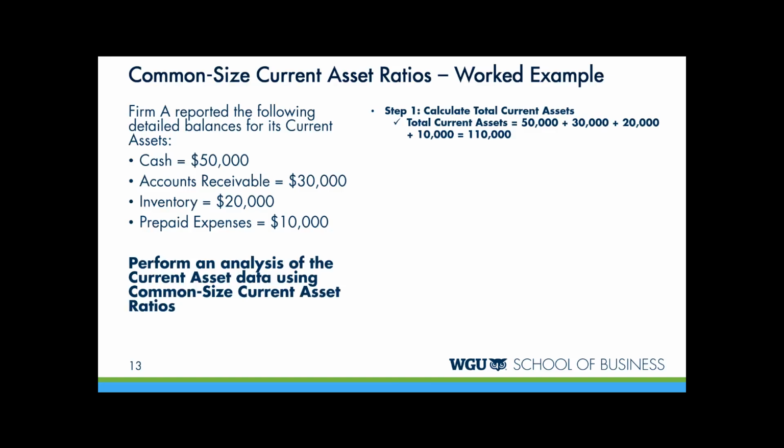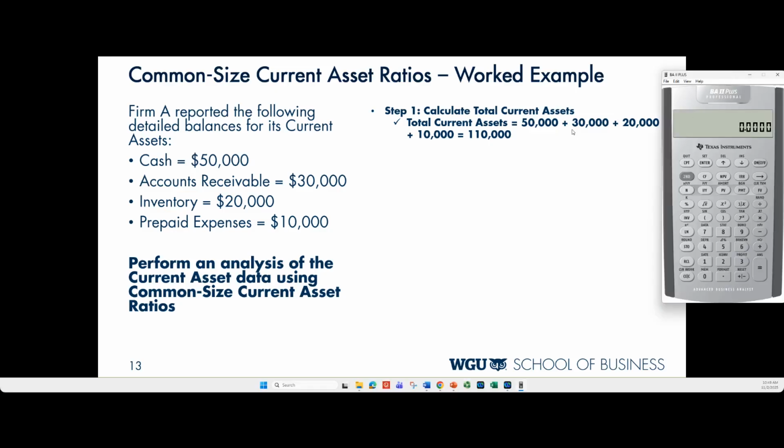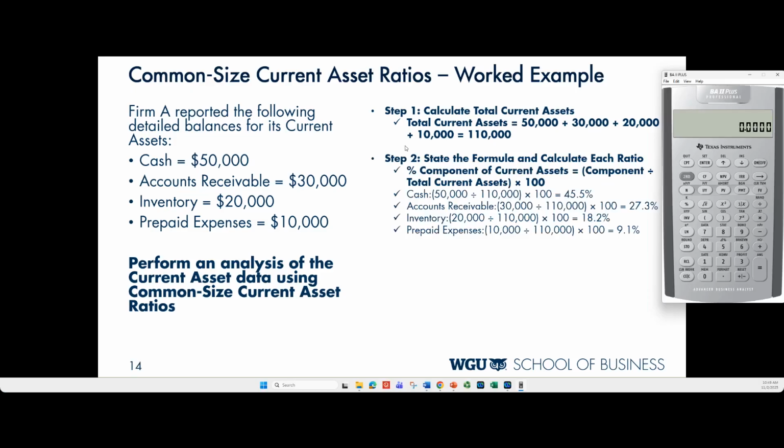The first step is going to be to tally up the balances of all of our current assets, because that's the denominator we're going to need to calculate the value of each ratio. When we take the sum of all those, we get 110,000. Next, we're going to state our formula for getting the component percentage of current assets, and then we will calculate each ratio. So our formula is the percent component of current assets is that component account's balance divided by total current assets, and then multiply by 100.